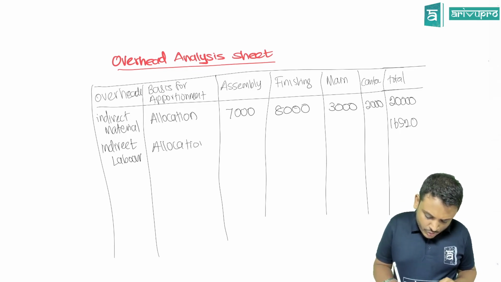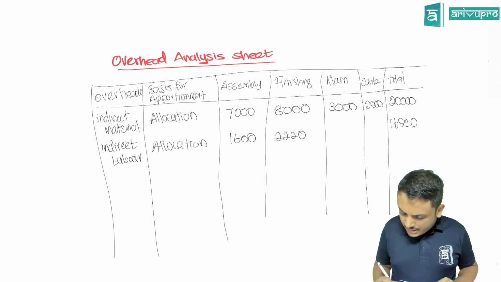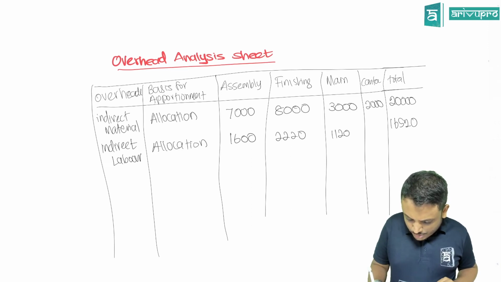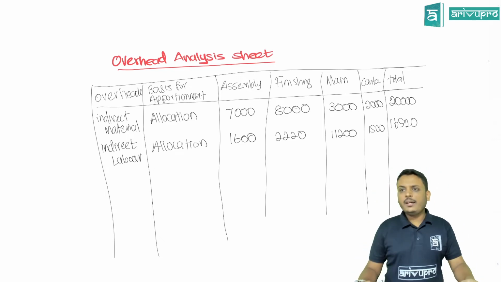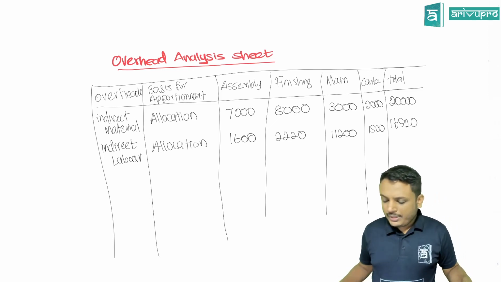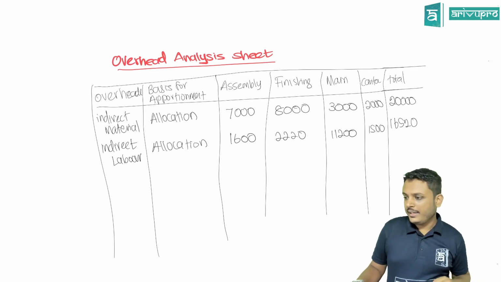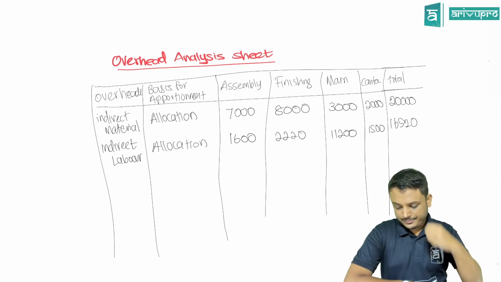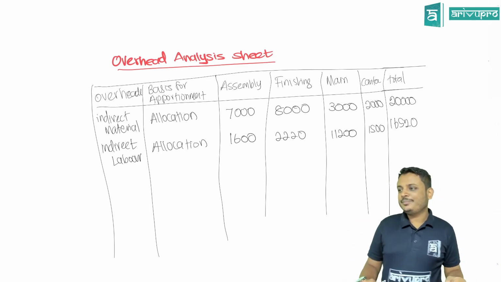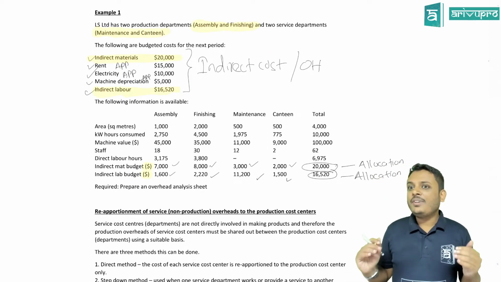Allocation. So how much for assembly? 1,600. How much for finishing? 2,220. How much for maintenance? 11,200. How much for canteen? 1,500. Understood? Copy this first. Don't forget the steps. First step is what? Allocation. That is what we did now. Copy this. What is the second step? After allocation, what is the second step?